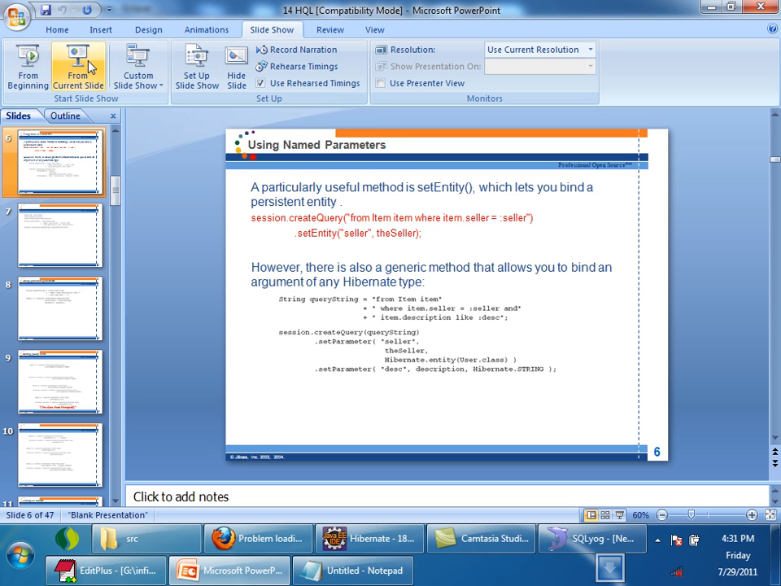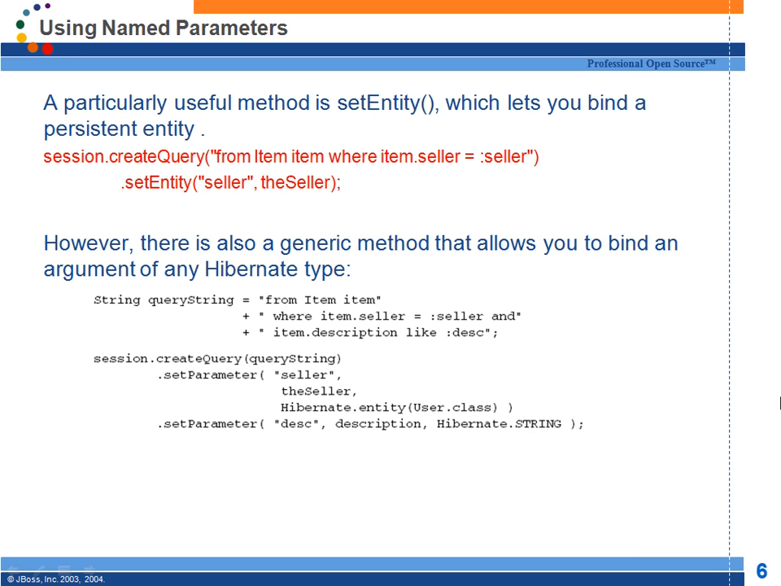Okay. Next thing, see here. For setting an entity, we use setEntity. For setting a string, setString. For setting a date, setDate. There is a very generic way of setting all. In this query, I have item.seller as an entity and item.description as a string, right? I am setting them in a generic way.